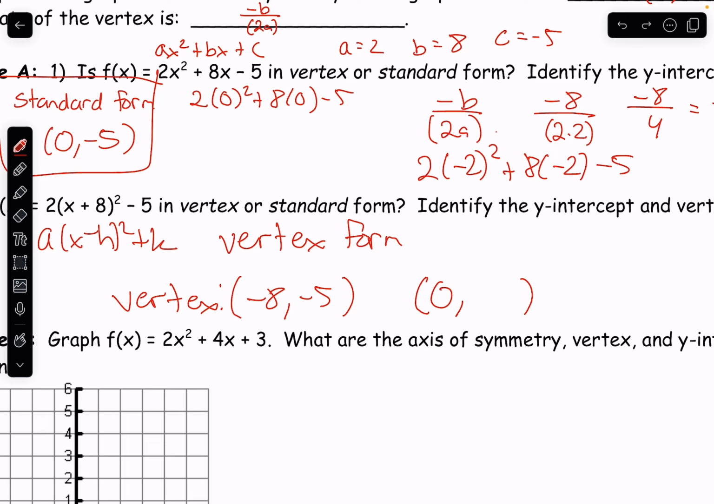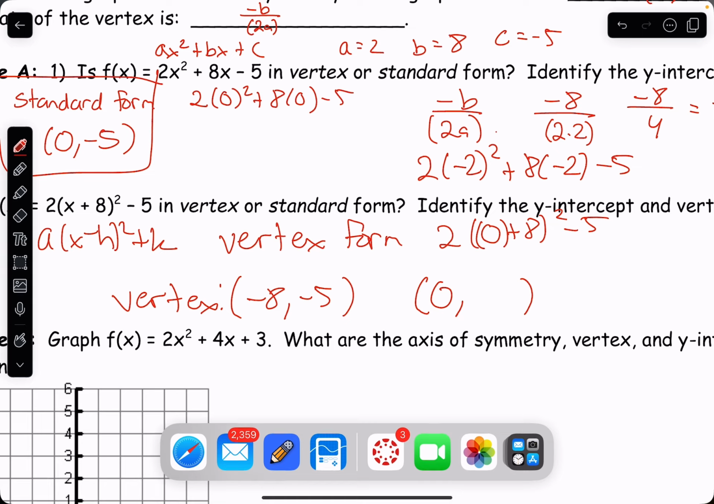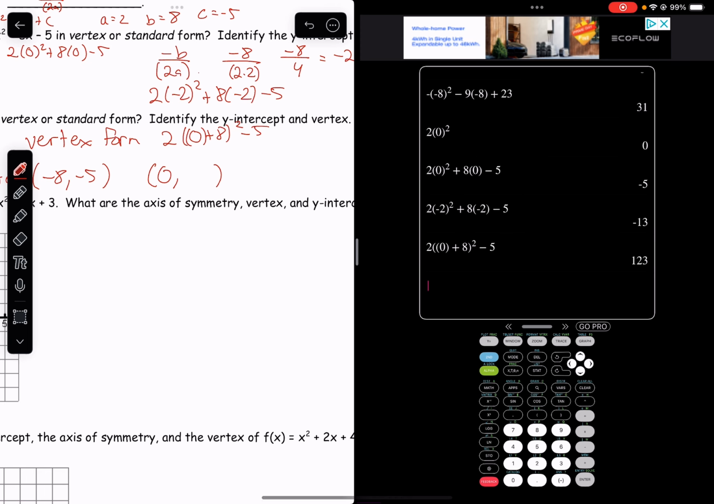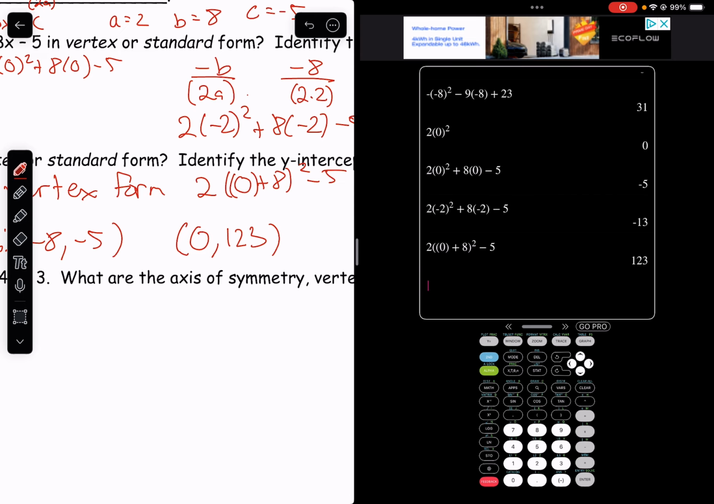Thanks, Mom. So because we're not in standard form, we can go ahead and plug in a 0 to get our y-intercept out. We have to do that. So we've got 2, and then wherever I see an x, I'm going to put in a 0. So 2 times (0 plus 8) squared, and we can put that in parentheses if we wish, minus 5. So I'm going to go to my calculator, and I do 2 times (0 plus 8) squared, and then minus 5. And I get my y-intercept as 123.